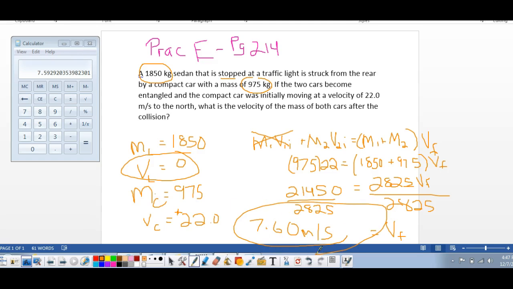So if this car is sitting at the light, and this 975 kilogram car moving at this speed hits it, in the end they'll both be moving at 7.6 meters per second, and then we'll say to the north. That's how you do it.